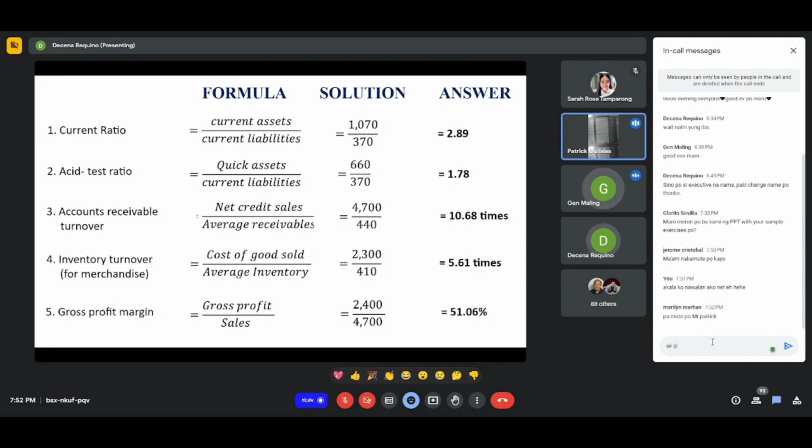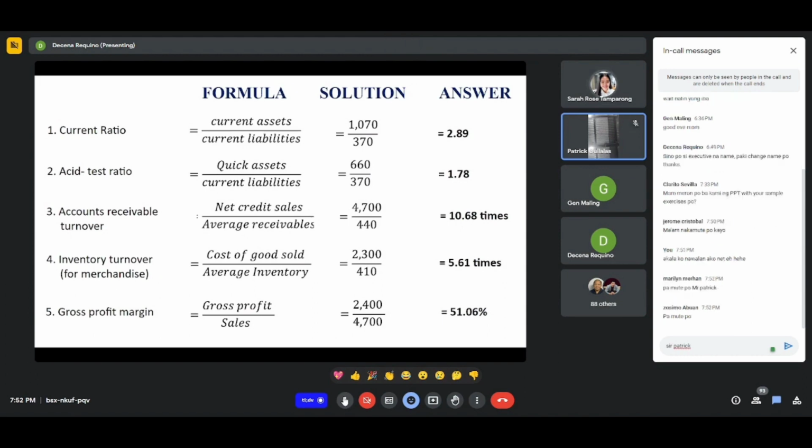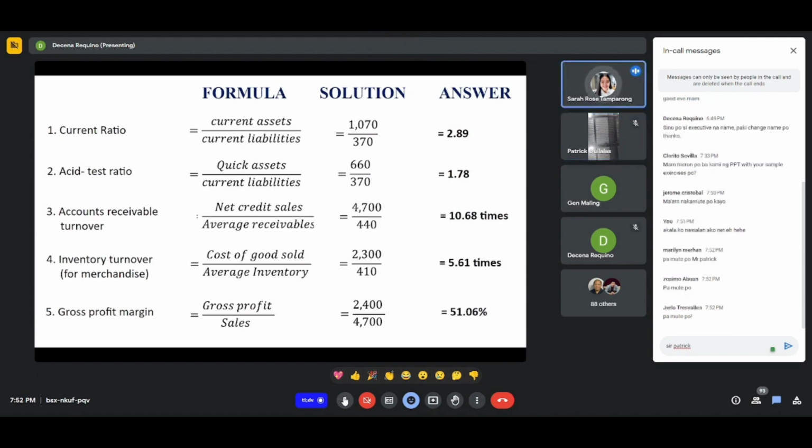Wait lang po, hindi po namin maintindihan si Sir Patrick po.